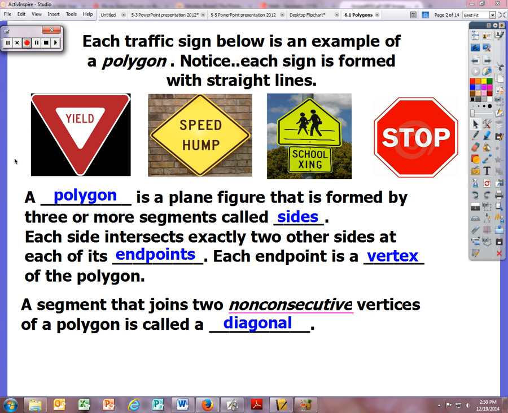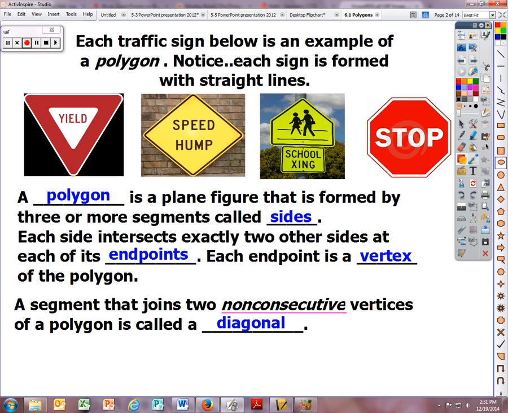So what is a polygon? It's just a plane figure that is formed by 3 or more segments that we call sides. Notice each side intersects exactly 2 other sides at each of the endpoints. These endpoints we're going to be calling vertices of a polygon. And then of course a segment that joins 2 non-consecutive vertices of a polygon is a diagonal. Just as an example, a diagonal would be something like from here to here or from here to there. Non-consecutive vertices, meaning they're not side by side.